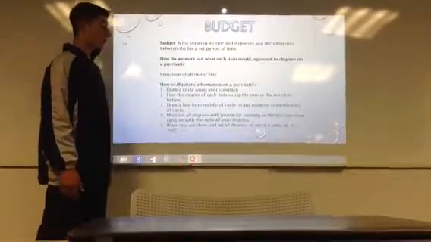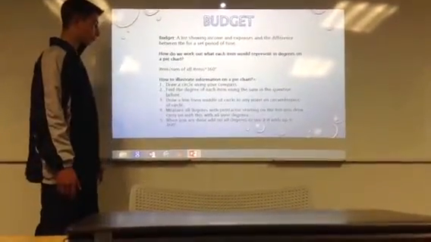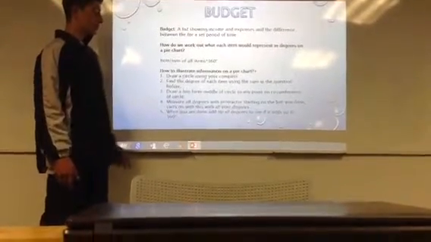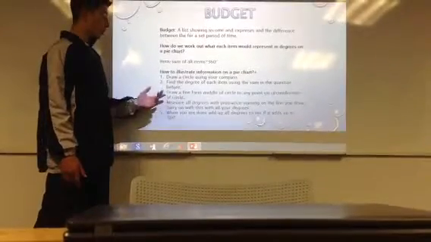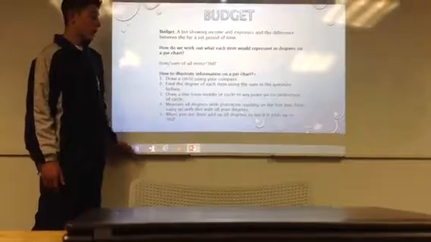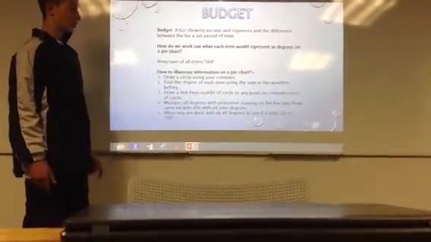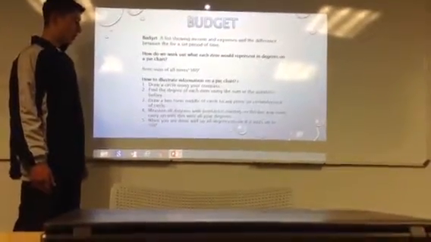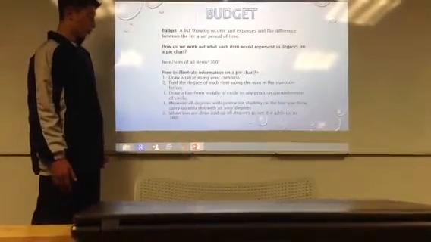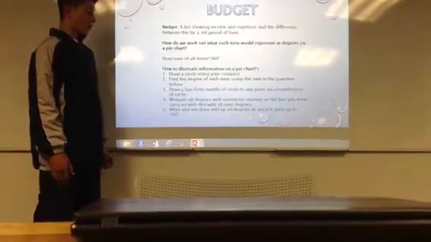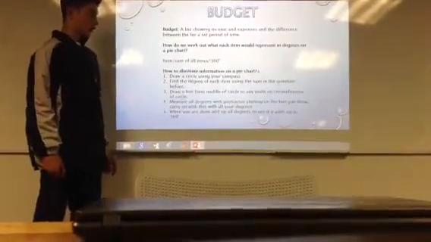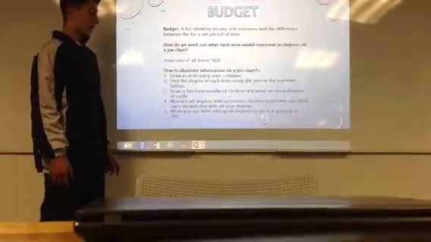How to illustrate information on a pie chart? Draw a circle using your compass. Find the degrees of each item using the sum in the question before. Draw a line from the middle of the circle to any point on the circumference of the circle. Measure all the degrees with a protractor, starting on the line you drew. Carry on with this with all your degrees. When you are done, add all the degrees up to see if they add up to 360.